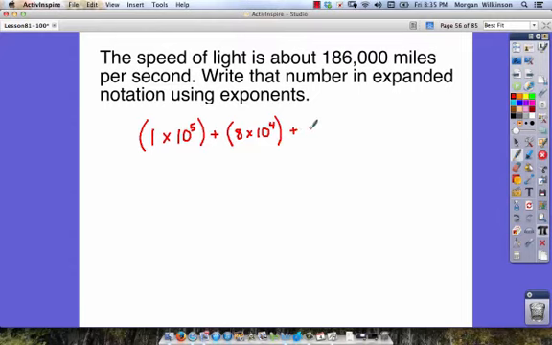Then we have plus 6 times, the 6 is in the thousands place with 3 zeros after it, so we're going to have 10 to the third power. We don't need to write out any of the zeros because there's 0 in those place values. So we've got our final answer. Whenever we do this, we want to make sure we're using our exponents in order to help write out expanded notation. Let's look at our next problem.